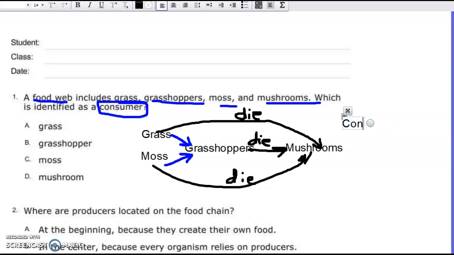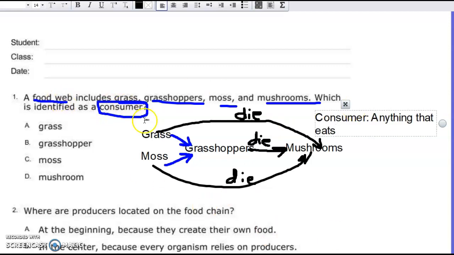Now, there was one other word over here that we need to talk about, and it was consumer. And I think Ray defined it best today when I was in Miss Saunders' room. He said anything that eats. And that's true because he said anything that eats meat, anything that eats plants, or anything that eats both.